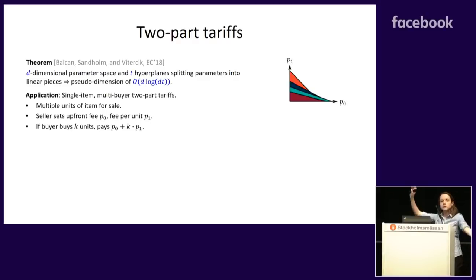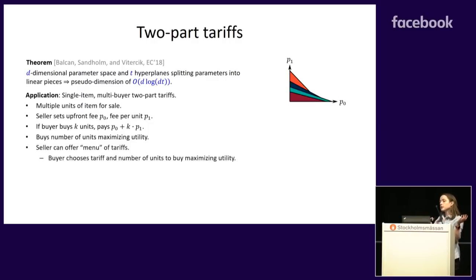And you see these all around in the real world. So for example, when you sign up for the gym, you're often going to have to pay some kind of upfront membership fee and then a fee per month. So these are all over the place. So the buyer is going to buy the number of units that maximizes their utility.